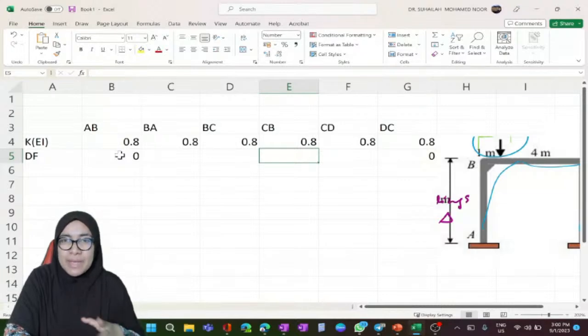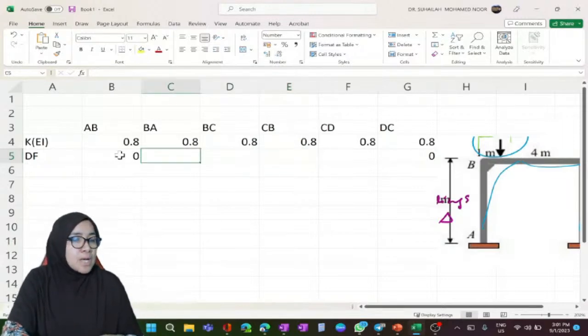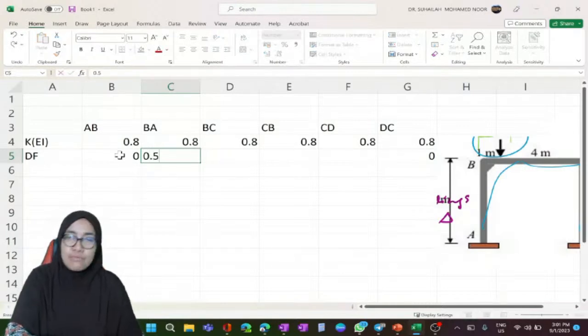Rigid joint B and C is a rigid joint, so for an internal joint we have to assume it as fixed. An internal joint, including a rigid joint, has the same characteristic as an internal roller and pin. For the beam, having this, we will get all 0.5 for the factor.